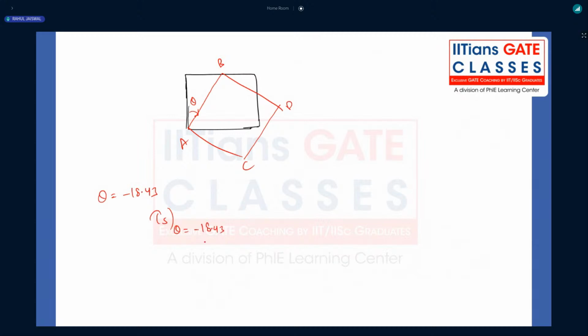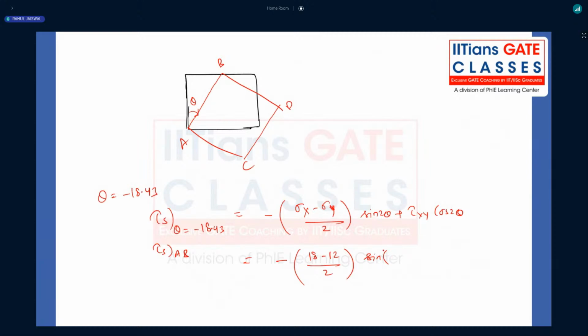Minus 18.43. That means you just calculate for the AB plane. What is the formula? Same formula we have: (σx − σy)/2 times sine 2θ plus τxy cos 2θ. Now you just put the values. What is the value? 18 minus 12 divided by 2, sine of 2 times minus 18.43, plus τxy. What is the τxy? That is 4 cos of 2 times minus 18.43.